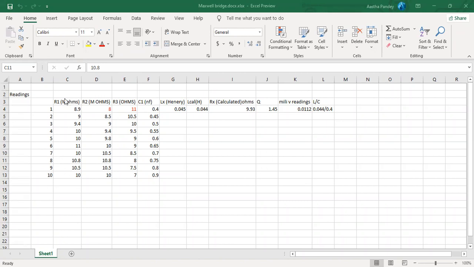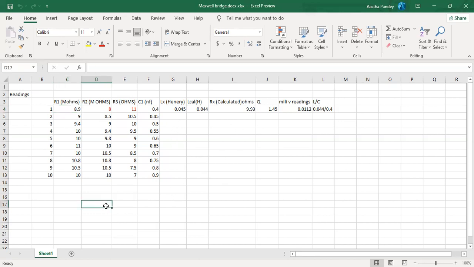Now what I want, first you have to select these values. So I have selected R1, 8.99, all the selected values. I cannot go beyond 11, as I said. Then R2, then R3, and these are selected C1. Now for each reading, for the first reading, we have calculated for 0.4. For the second reading, third reading, for each reading you have to simulate your Maxwell's bridge. On the left hand side, as you can see, there is a window which will give you a certain value that you have to write, that is L calculated, and this Lx Henry will remain constant.